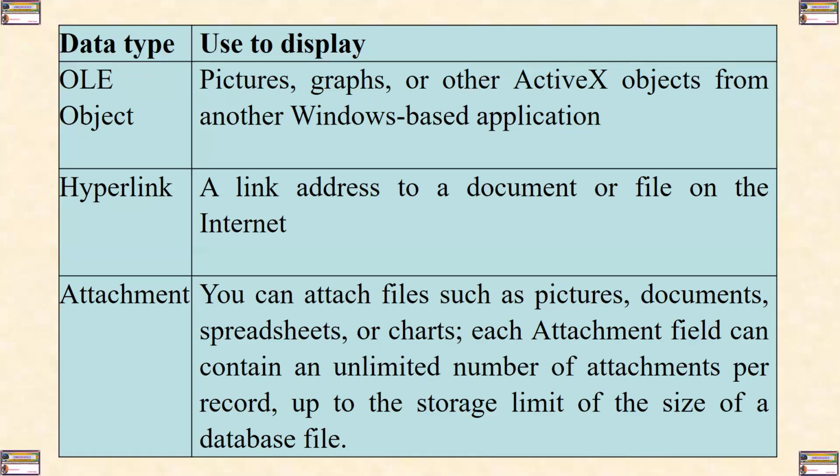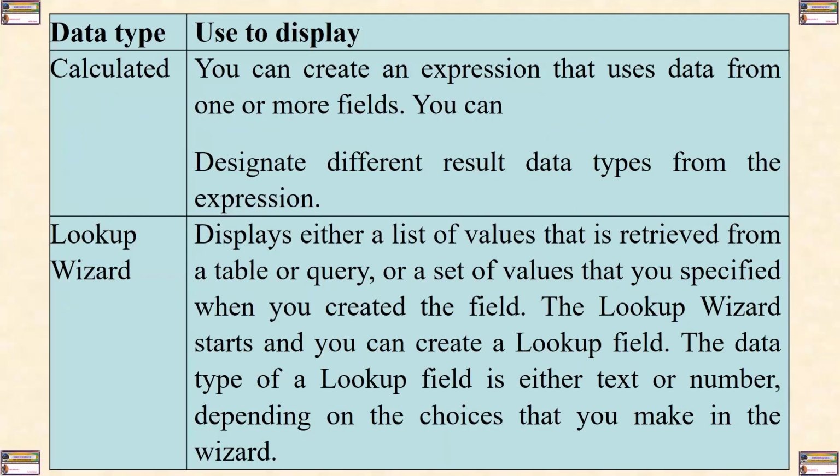We also have the attachment data type. Attachment data type is used in a situation where you want to attach files, such as pictures, documents, spreadsheets, or charts. In this situation, each attachment field can contain an unlimited number of attachments per record, up to the storage limit of the size of a database file.